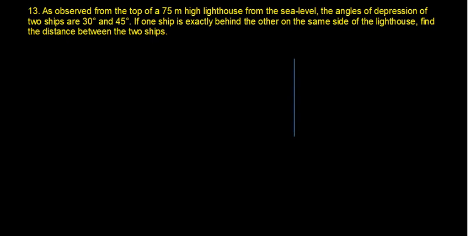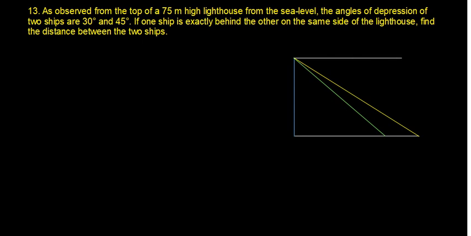Let this be the 75-meter lighthouse, and let this be the sea, and from a point in the sea, let this be the point of one of the ships, and let this be the point of another ship from the lighthouse, and I will draw a horizontal here, and from this lighthouse top to one of the ships it is 30°, and to another ship it is 45°, the angle of depression.